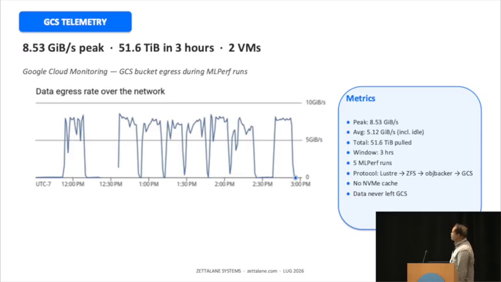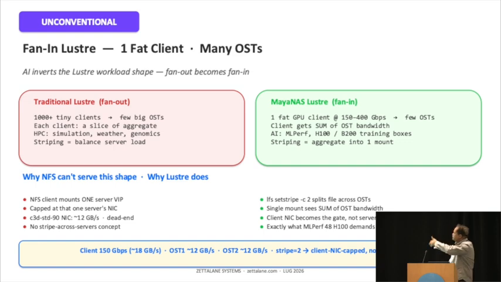Again, the heroes are the ZFS prefetch and the Lustre read ahead doing the magic there. It's reading like 50 terabytes in 3 hours, all from 2 VMs. What is unconventional about this architecture is that typically Lustre is in a fan-in: you have numerous small clients connected to servers. Whereas here it's the other way around.